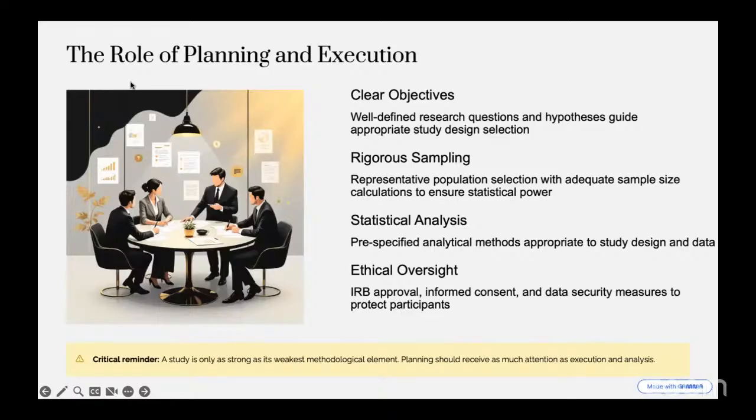The role of planning and execution. Clear objectives, well-defined research questions and hypotheses guide appropriate study design selection. Rigorous sampling is representative population selection with adequate sample size calculation to ensure statistical power. Statistical analysis is a pre-specified analytical method appropriate to study design and data. Ethical oversight is IRB approval, informed consent, and data security measures to protect participants.